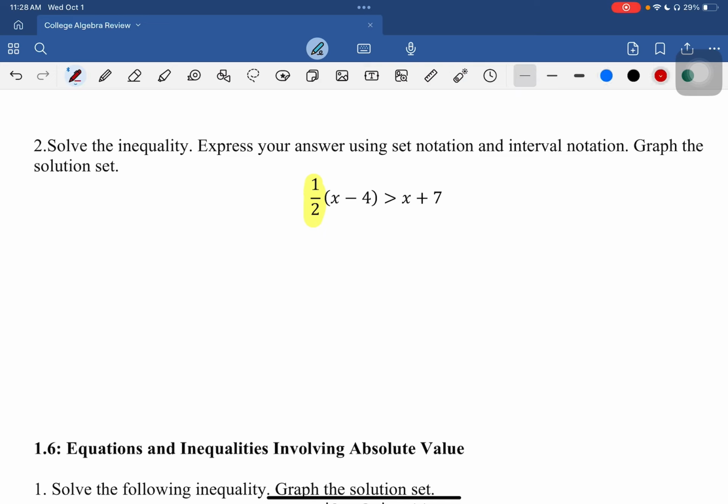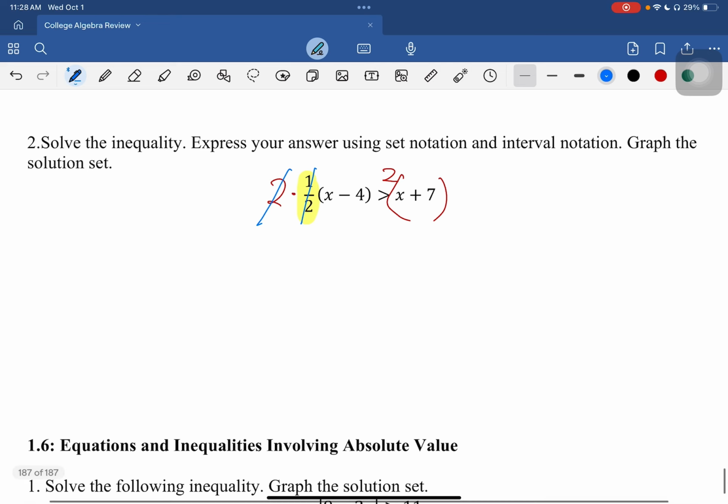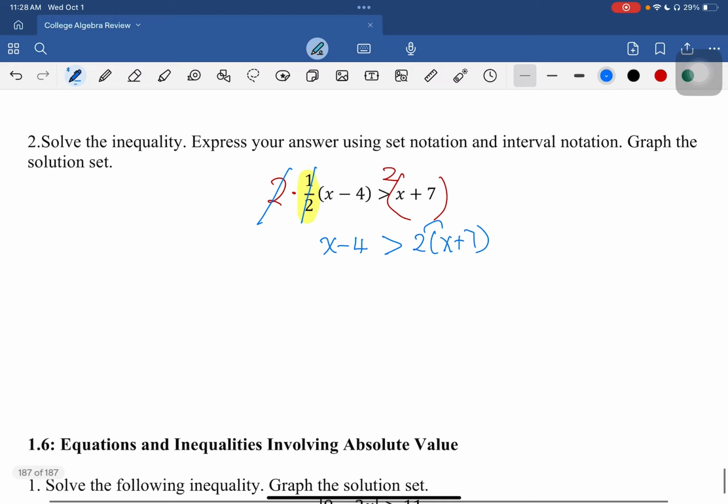Multiply both sides of the inequality by 2. This works because multiplying by a positive number does not change the inequality sign. On the left, 1/2 times 2 is 1, so we are left with x minus 4. On the right, 2 times the quantity x plus 7 becomes 2x plus 14. So the inequality is now x minus 4 is greater than 2x plus 14.